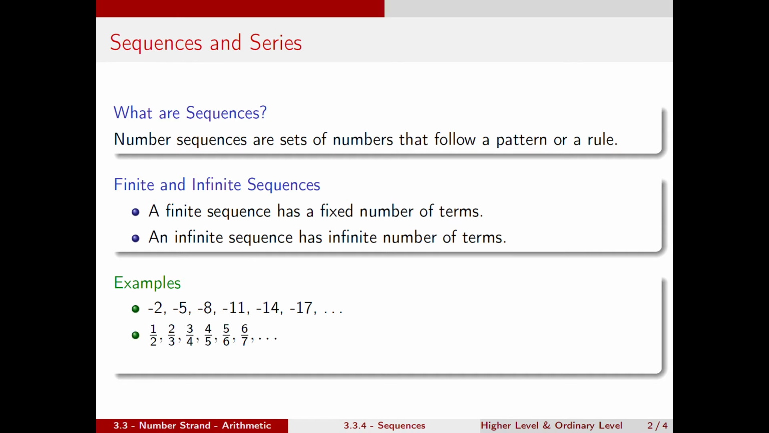Another example being 1/2, 2/3, 3/4, 4/5, and so on. We can see there's a pattern here where the bottom number of the first fraction becomes the top number of the next, and they are ascending just like the natural numbers. Another example is 0, 1, 1, 2, 3, 5, 8, and so on. This is the Fibonacci sequence. This follows a rule, and this pops up all over nature, and it's a very useful sequence.